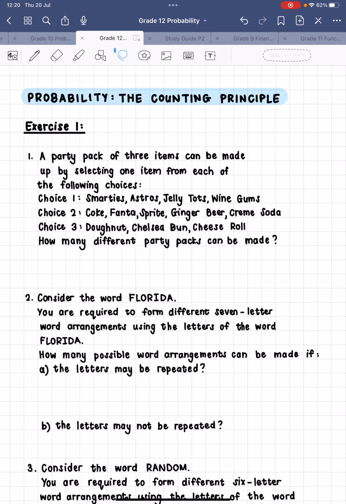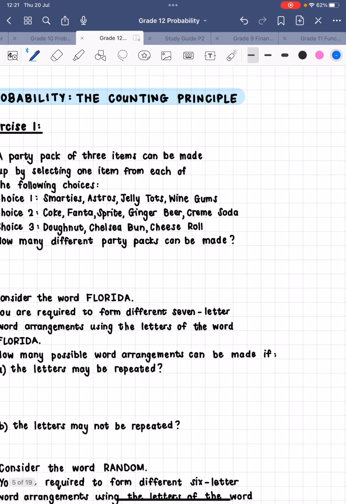So for choice 1, you need to choose either Smarties or Astros or Jelly Tots or Wine Gums. How many different choices are there that you can select there? Different things in choice 1. How many different items, if we count them? 1, 2, 3, 4. Right? You can choose one of 4 items for the first one. So I'm going to write next to this one, there are 4 options for choice 1.